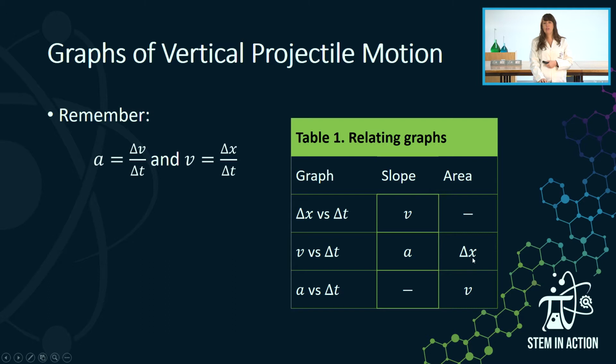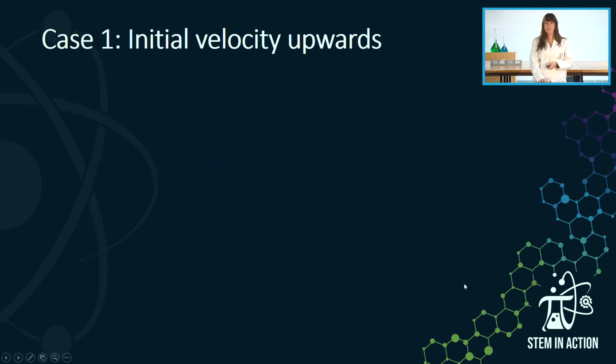On the other hand, if we look at the area under the graph, we would be calculating our displacement. Finally, from our acceleration versus time graph, if we have a look at the area under the graph, we are calculating the velocity. All of that you should know from grade 10 graphs of motion. We're going to have a look at a few different scenarios.